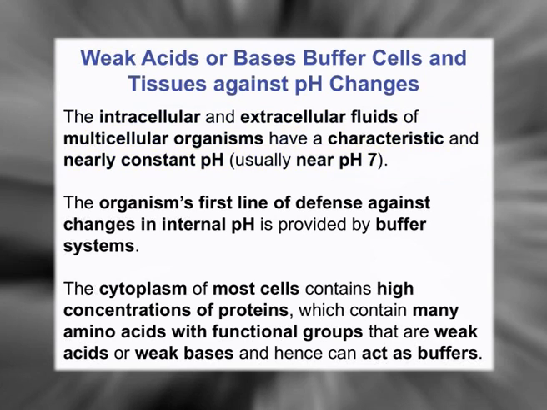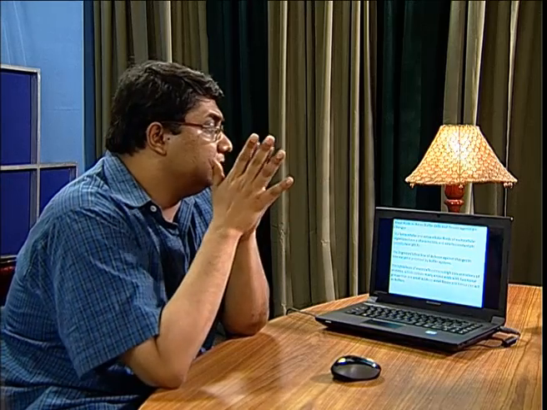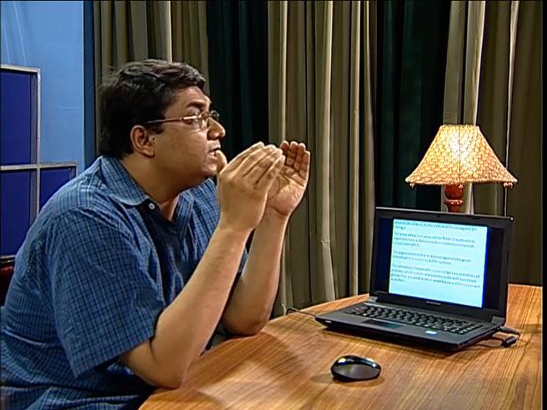Now, let us move on to a different concept. The intracellular as well as the extracellular fluid need to maintain a constant pH. The reason is that biological systems depend on enzymes, and each enzyme has its own pH optimum. In most cases, this pH optimum in biological systems is close to 7. Now, if there is a gross deviation from 7, then the enzymes will lose their activity and the cell will die. So cells must have some mechanism to prevent deviation from the regular pH.